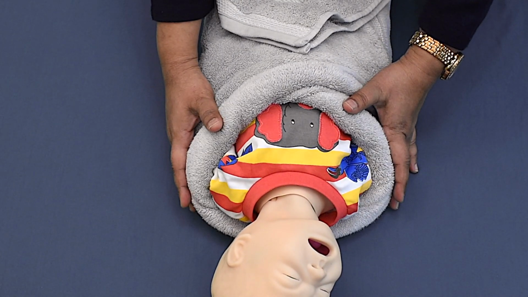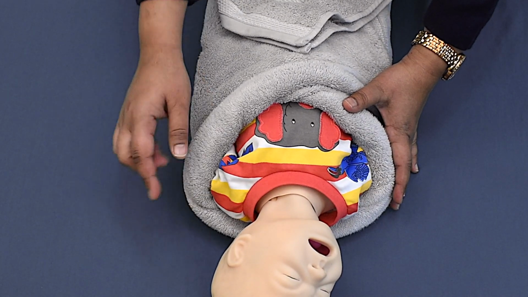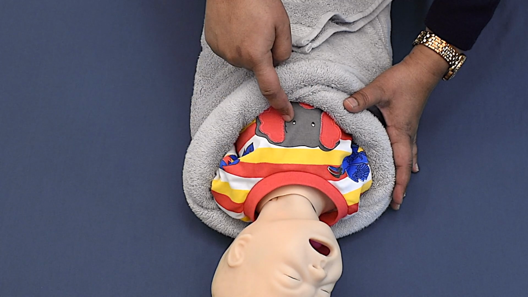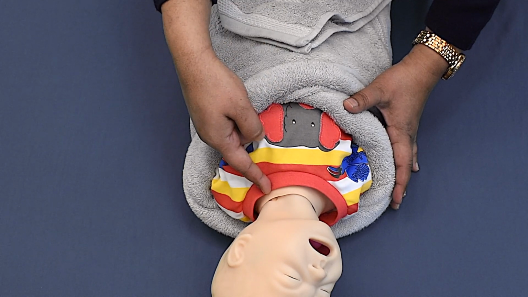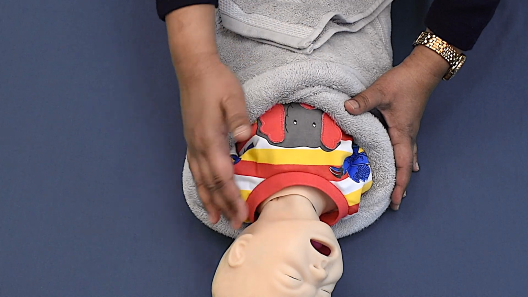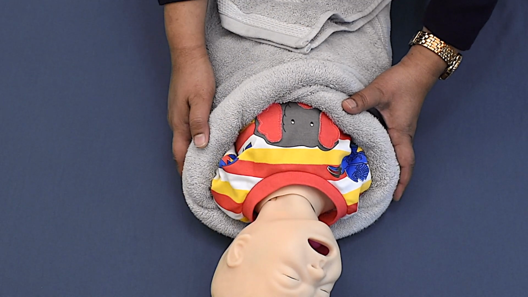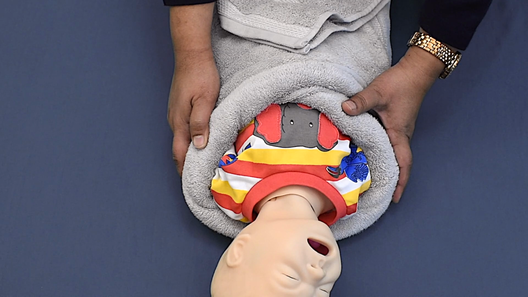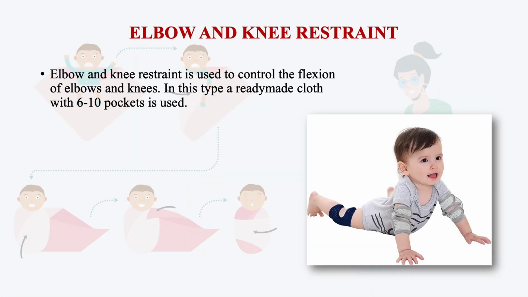This is how we make modified mummy restraint, and we expose the chest area of the baby along with the neck. Any procedure that is to be done on the chest or the neck or the head, for all these types we can use modified mummy restraint. The second type of restraint is elbow and knee restraint.